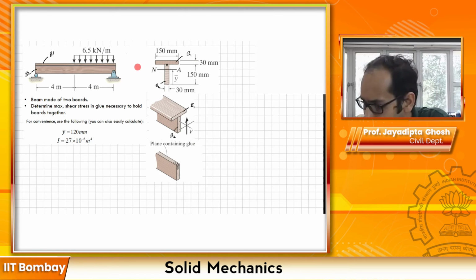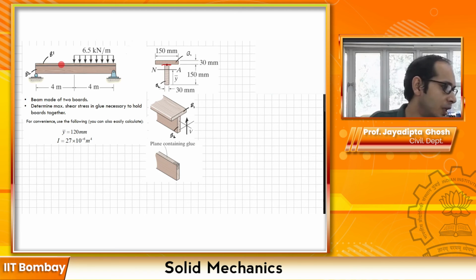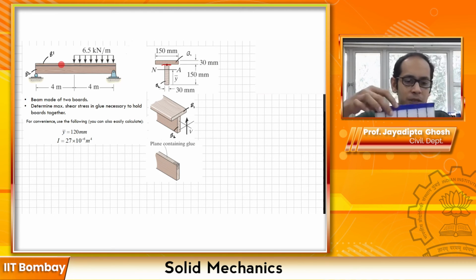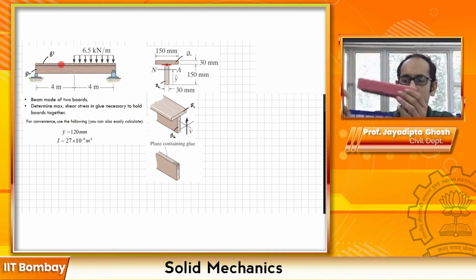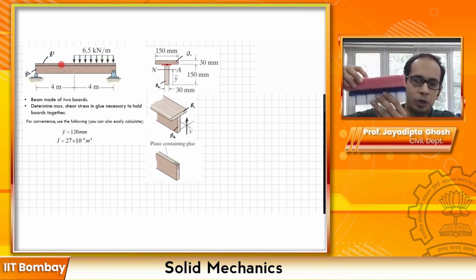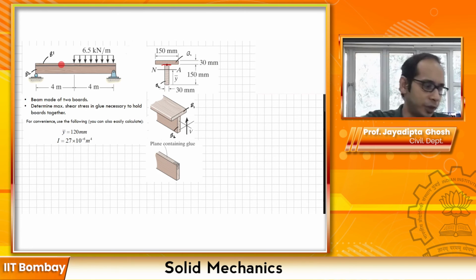So your glue essentially is at this particular interface, running the entire length of your section. If I have to explain this, maybe it is something like this. You have the top one which is wide, and then at the bottom, at this interface, you have glue, which is stuck to the bottom one. Okay, so it says to find the maximum shear stress in the glue.